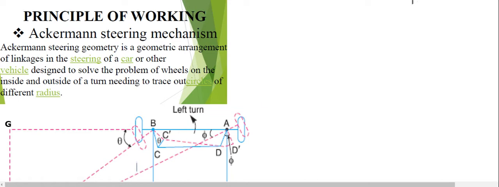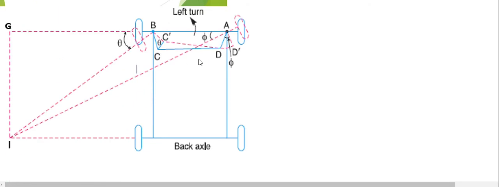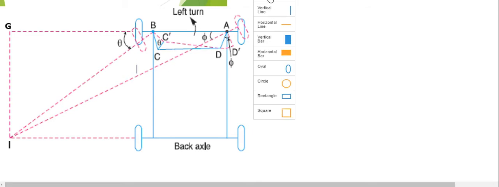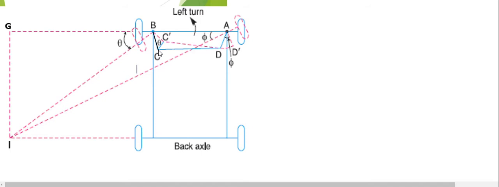Because this Ackermann steering gear mechanism is given below. This is the top view of an Ackermann steering gear mechanism. It has a 4-bar link like this. I hope you can see it. 4-bar link. I'll just highlight that 4-bar for you. It has a 4-bar link mechanism like this.